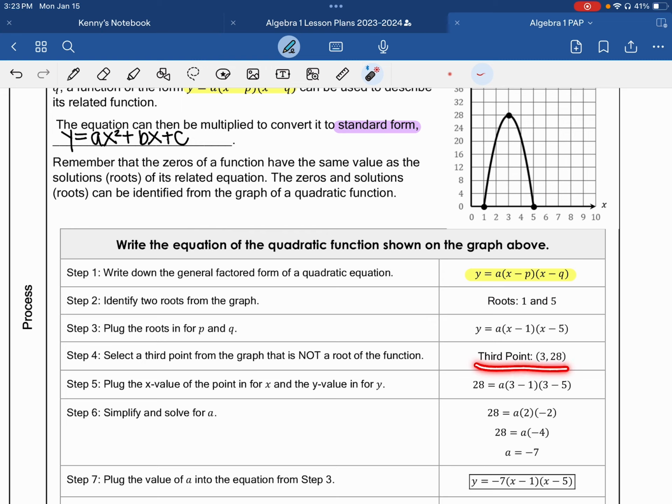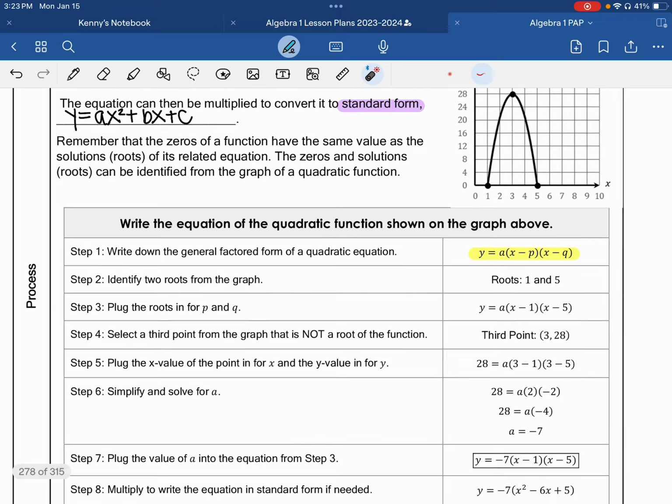And then we do need a third point on the graph. For this one, they did go ahead and use the vertex. But any point could work. We could have used this as a third point. We could have used that as a third point. And then they've just gone through and plugged in the point and the roots, and solved algebraically for the value of a so that they could write the equation.